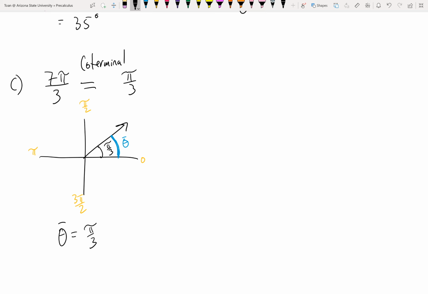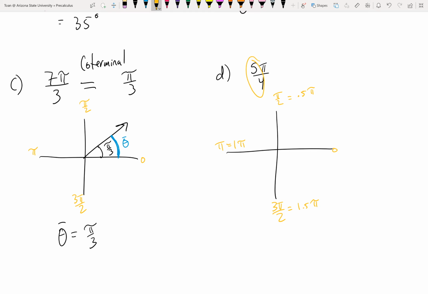Let's do something a little bit more interesting. Let's say I want to find the reference angle of 5 pi fourths. Again, what quadrant is it in? In the radian system, 0, pi halves, pi, 3 pi halves. You just look at the numbers without the pi. So 5 fourths is a little bit over 1. This right here is 0.5 pi, this is 1 pi, this is 1.5 pi. So 5 fourths is a little bit more than 1, so I know this angle is somewhere in the third quadrant.